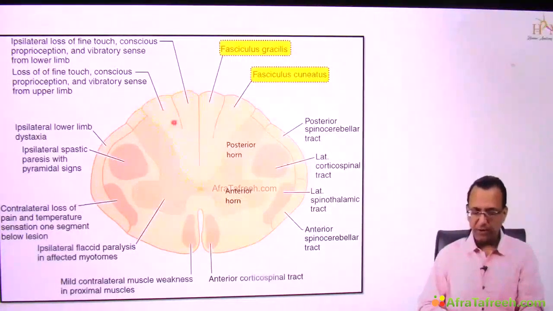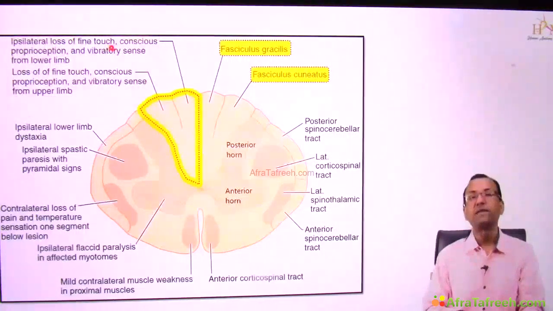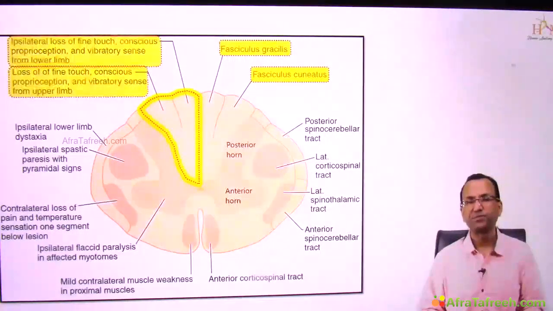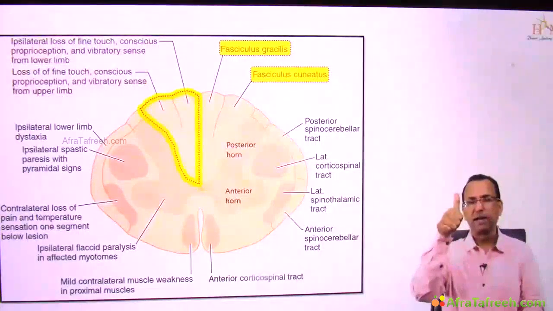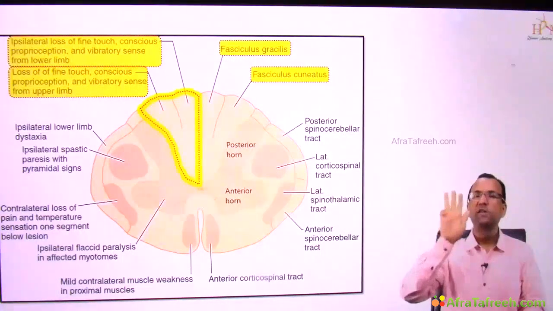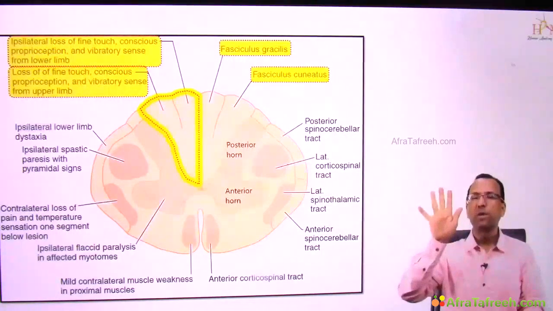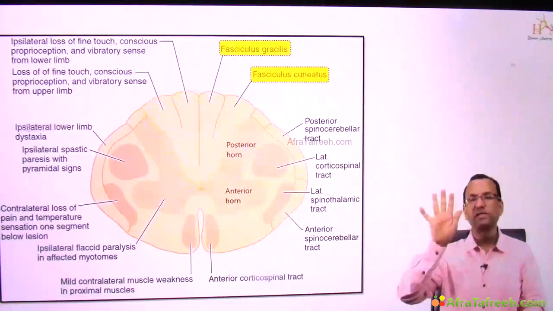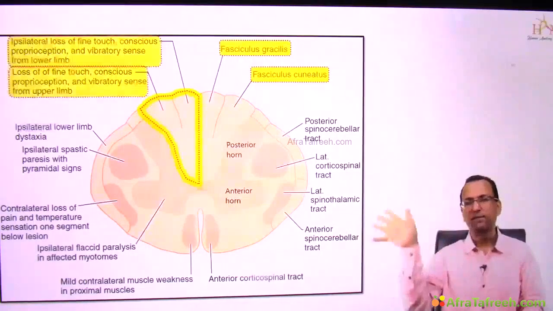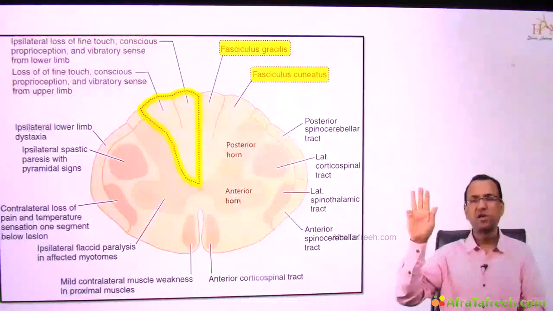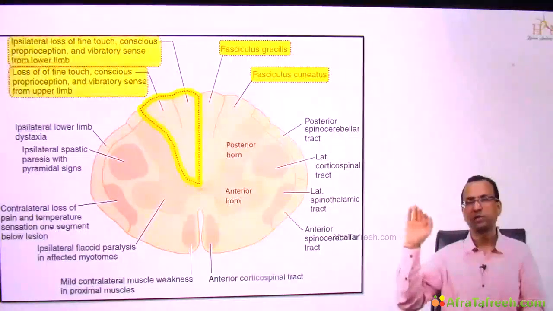So if it is damaged on the right side, what will the problem be? The problem will be on the right side, there will be loss of five sensations. What are the five sensations lost when the dorsal column is damaged? Pressure and vibration and tactile discrimination and stereognosis and conscious proprioception on the same side. If the fasciculus cuneatus and gracilis are damaged on the right side, there will be loss of five sensations: pressure, vibration, tactile discrimination, stereognosis, conscious proprioception, lost on the same side.